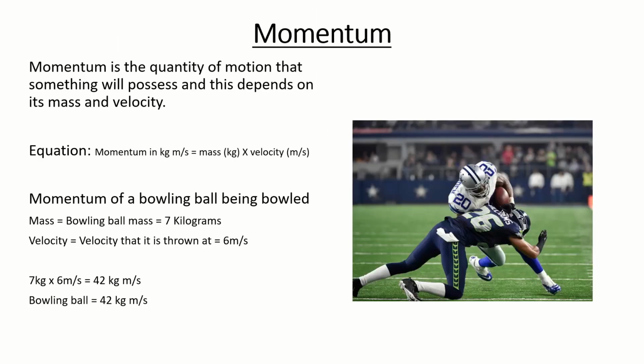From then on, you have momentum. Momentum is the quantity of motion that something will possess, and this depends on its mass and velocity. The equation for momentum is mass in kilograms times its velocity in meters squared, and that would equal momentum in kilograms per meter squared.